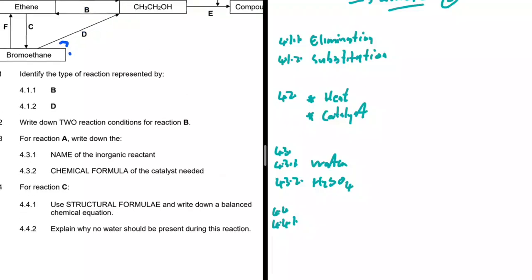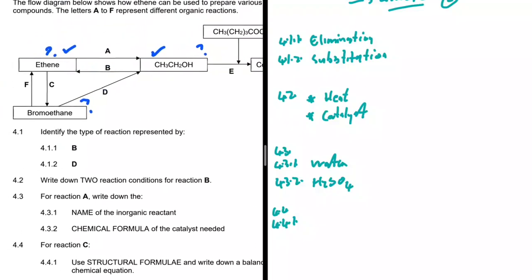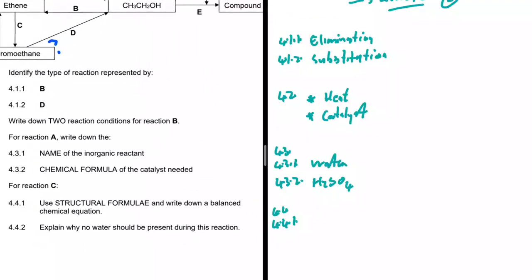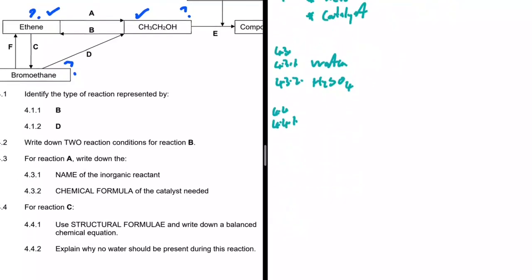4.4.1. Let's take a look. For reaction C, we are turning an alkene into a haloalkane, right? And then 4.4.1, use structural formulas and write down a balanced equation. Okay, we're supposed to use structural formulas. So this is our alkene with 2 carbons. How many bonds do we have? 1, 2, 3. So we need another hydrogen.